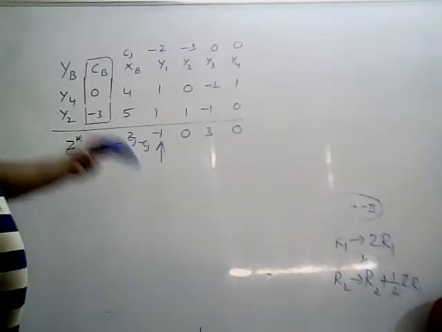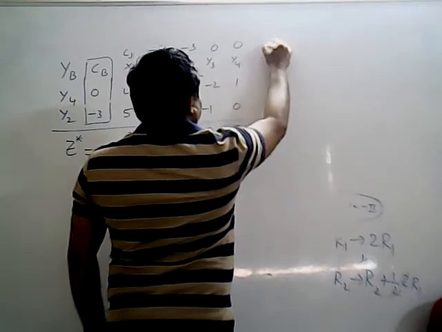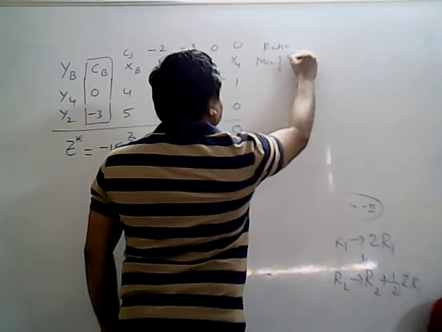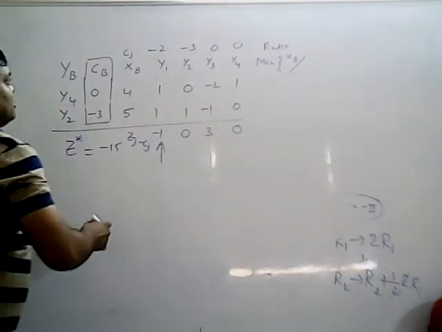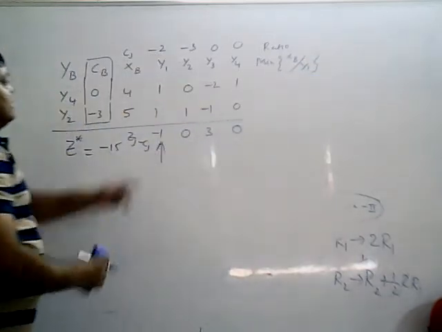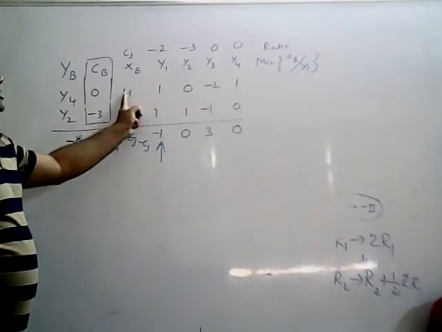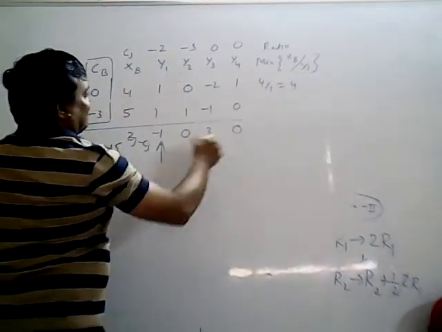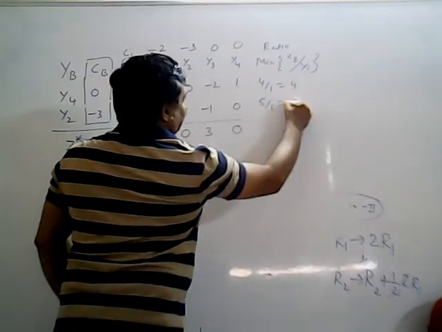Why does it want to enter here? For that you require the ratio again. You have to repeat the procedure until all are positive, or there is an indication of an unbounded solution. In the entering column both are positive, so consider the ratios: 4 divided by 1 is 4, and 5 divided by 1 is 5.